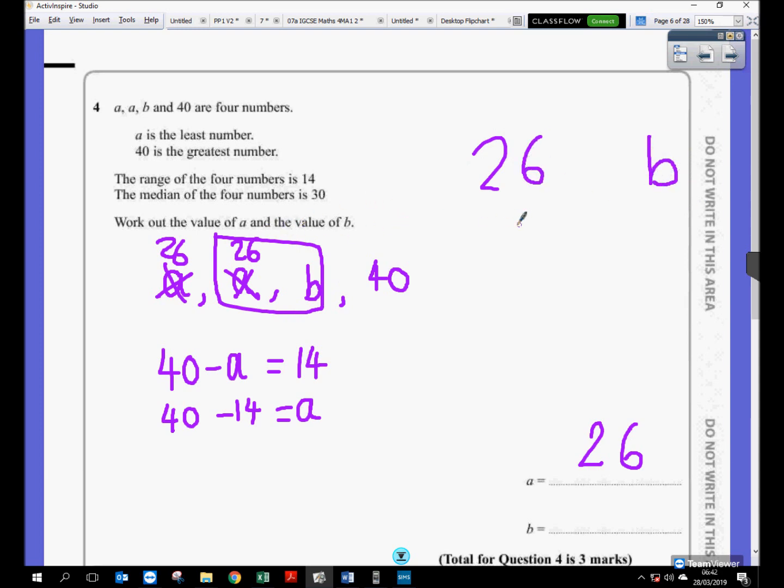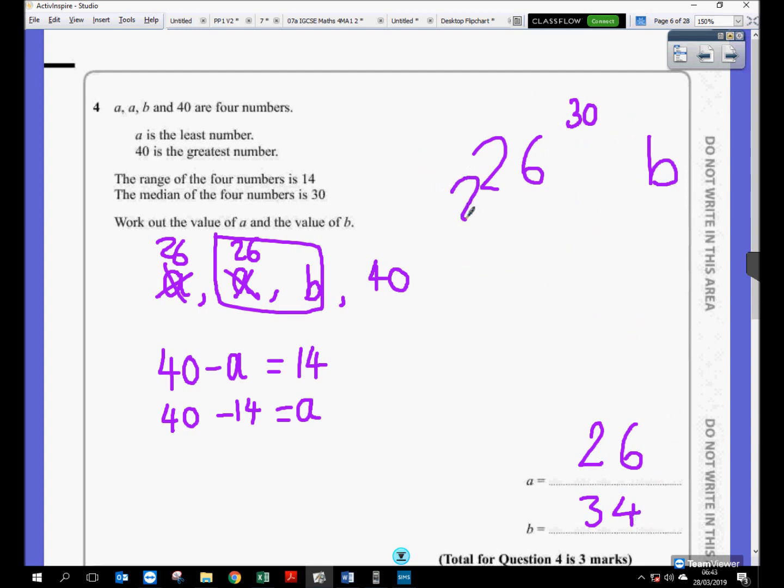But it tells us in the question that the median is 30. Now, how do you work out the median when you have 2 middle numbers? Well, it's the middle of the 2 numbers. So they tell us that the median is 30. The 30 must be sandwiched between 26 and B, which means that B must be 34, because if 30 is in the middle and 26 is 4 below, B must be 4 above. So it's 34.